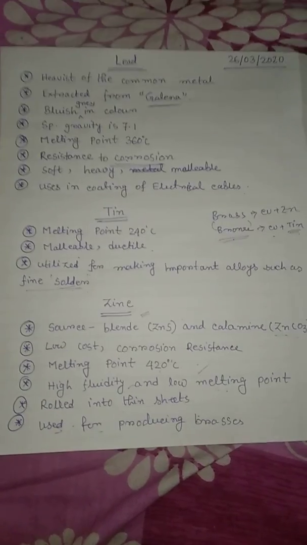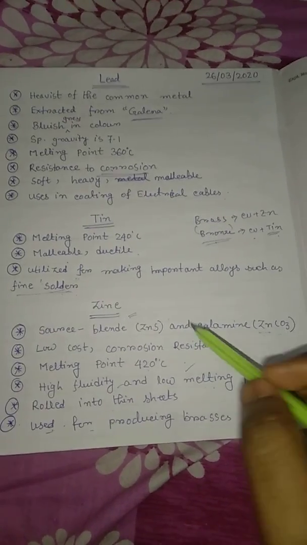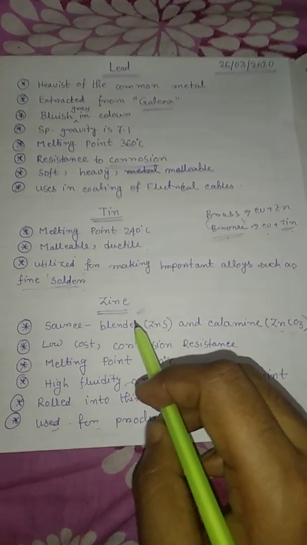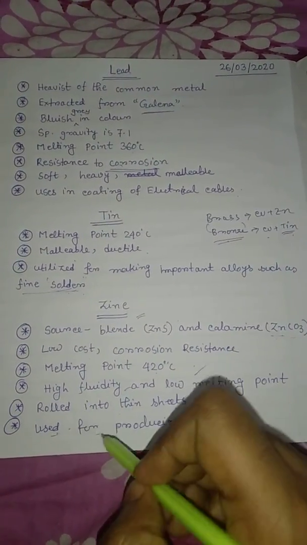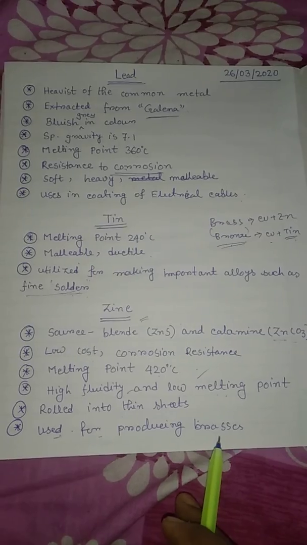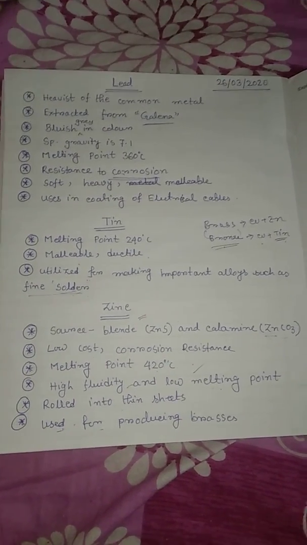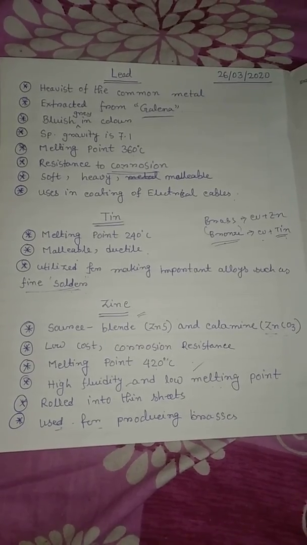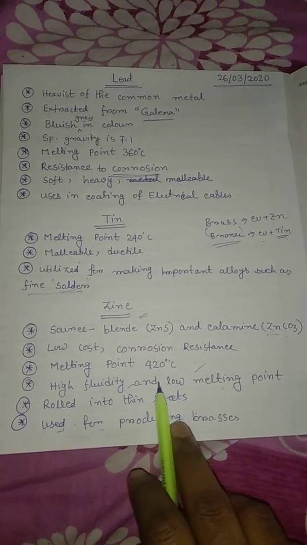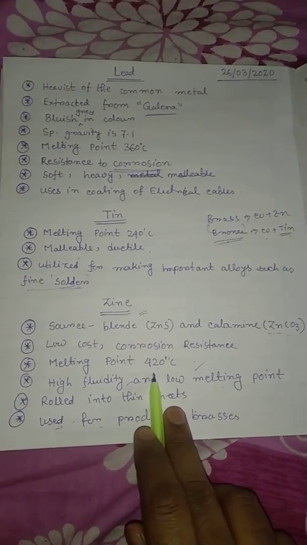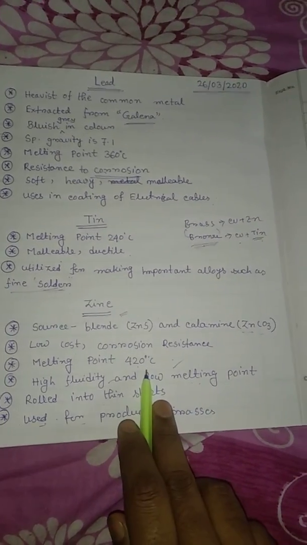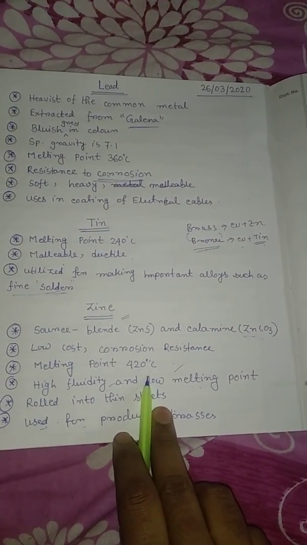Come back, students. We are actually discussing zinc. Zinc is used for producing brasses. You know that zinc is principally used in engineering because of its low melting point, which is the main criterion for its use in engineering application sectors, and obviously its high corrosion resistance.